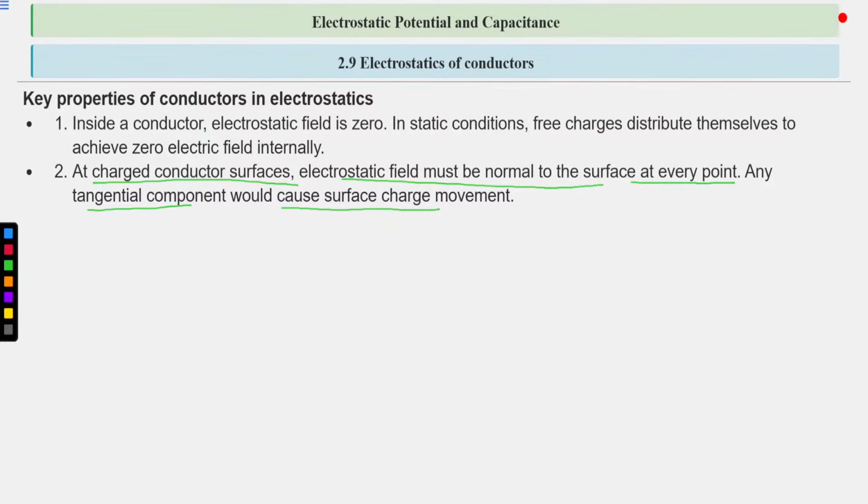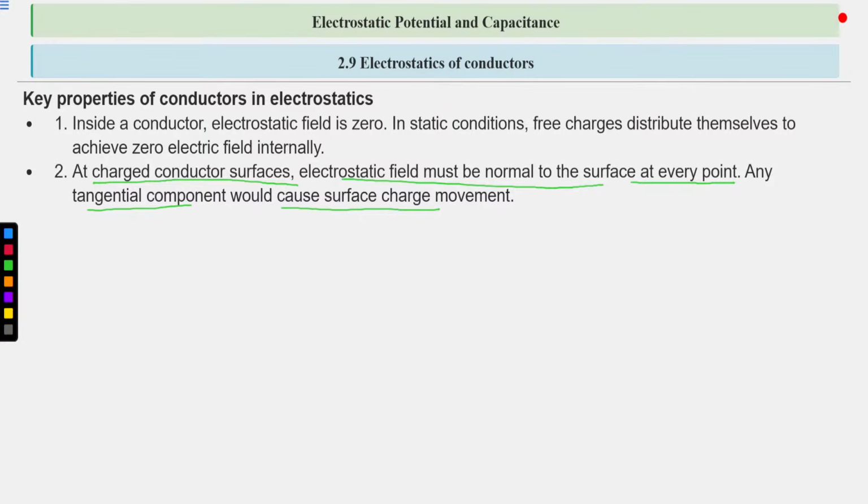So if there is a tangential component on the surface, it will result in force on electrons. So the electron moves due to this electric field, due to this tangential component of the electric field. Okay, so this will produce current. We don't want current, we don't want movement of charges.